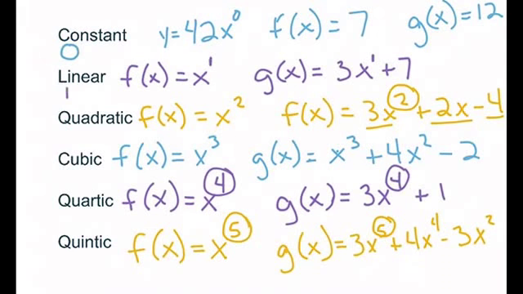Our degree for linear is 1. Our degree for a quadratic is 2. Our degree for a cubic is 3. Our degree for a quartic is 4. And our degree for a quintic is 5. There are your definitions for this unit.